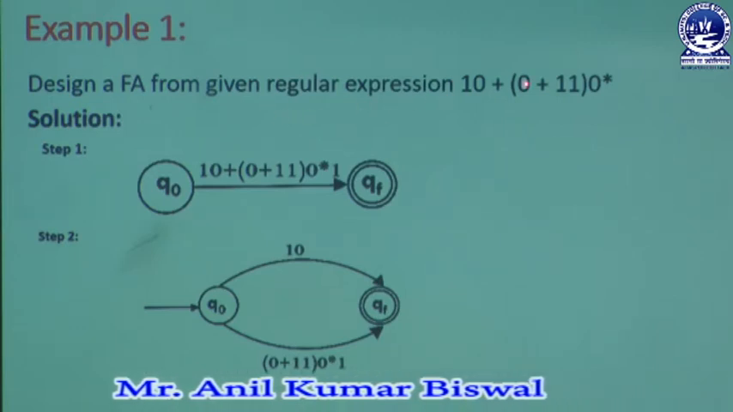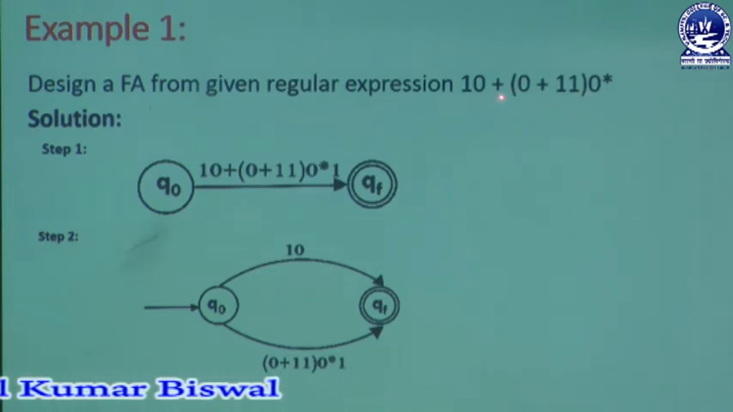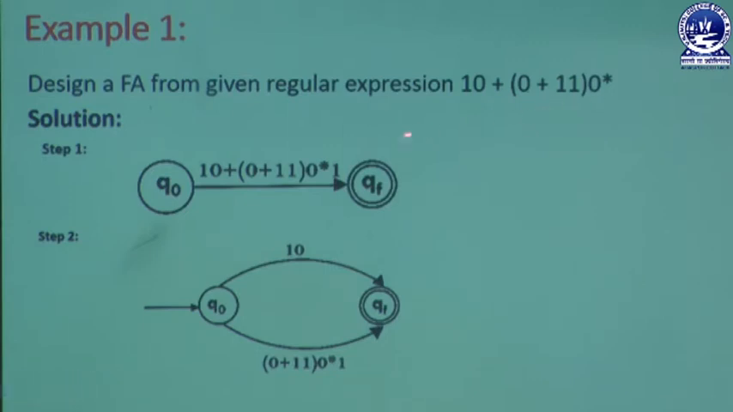Here we are given the regular expression 10 + 0 + 11 0* 1. Star means Kleene closure property. This regular expression must be converted to a finite automata. So how do we create this finite automata? Before creating it, we always need to follow specific steps or conditions, and according to those conditions we design the finite automata.